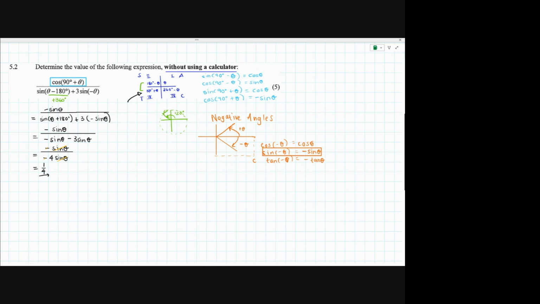9 times out of 10, obviously not always, but 9 times out of 10 is going to simplify to a nice number, 1/4, 1, 2, whatever, or to a single trig ratio, sine theta, cos theta. That's it. Okay, so co-ratios, reduction formulae, negative angles. Very, very important to remember.